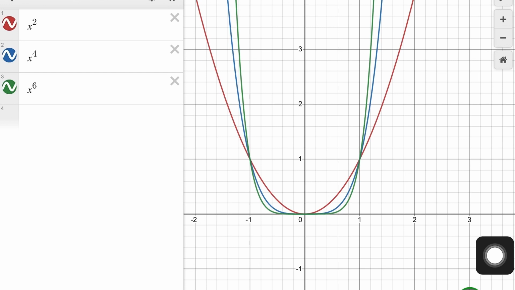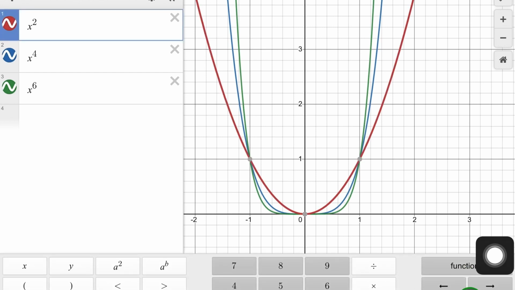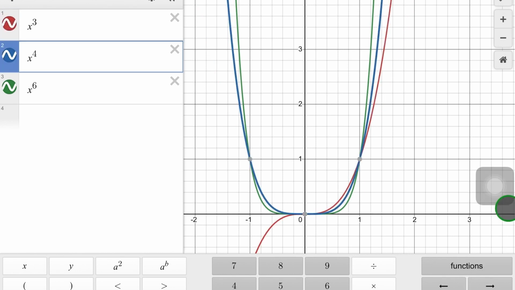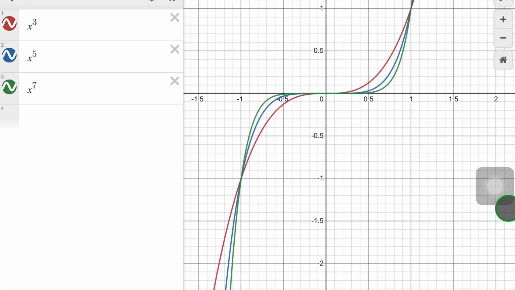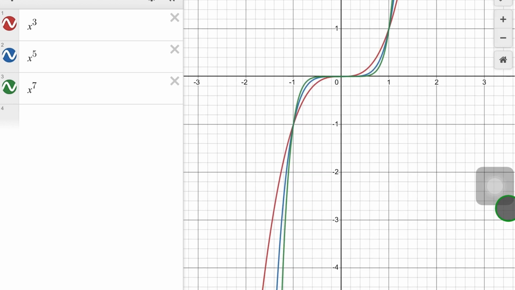Okay, similarly, if you have, let's say, cubic, 5, 7, you observe this: they also have the same nature.